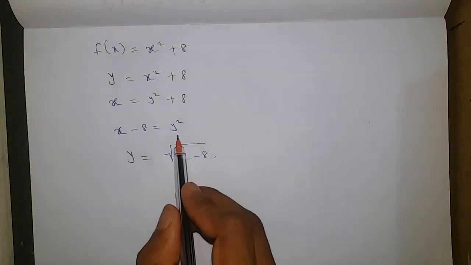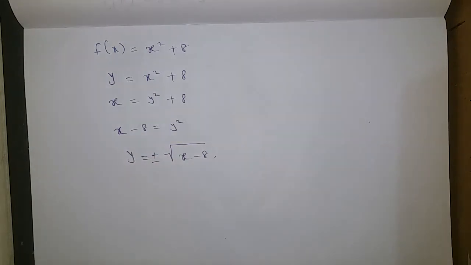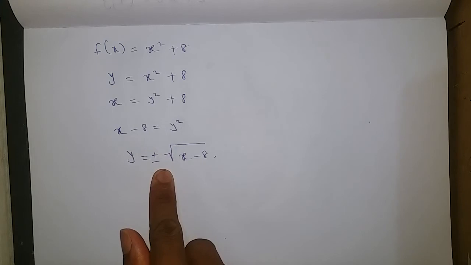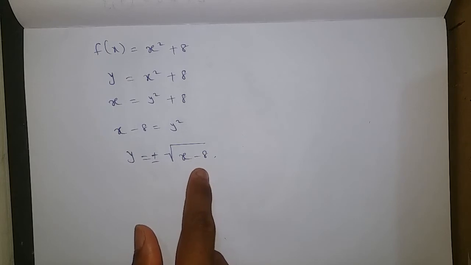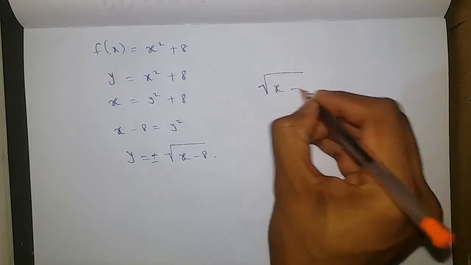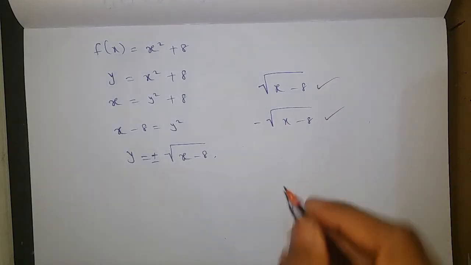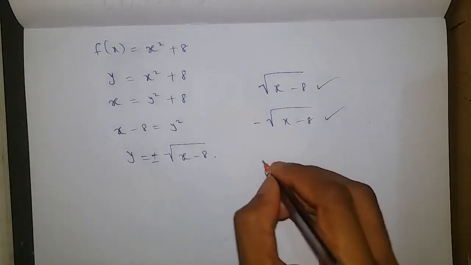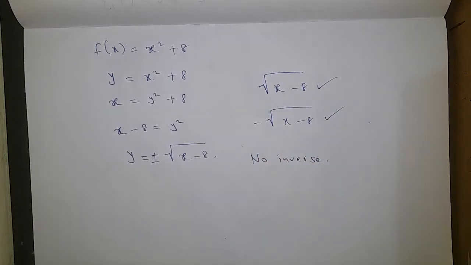Okay, so y square is x minus 8, then y is equal to plus or minus under root x minus 8. Here only most of us will make a mistake. We won't write plus or minus, simply we will write under root x minus 8. So we should not do like that. Now plus or minus under root x minus 8 means one value is plus under root x minus 8, one value is minus under root x minus 8. So two images are there. So it means inverse won't be there.